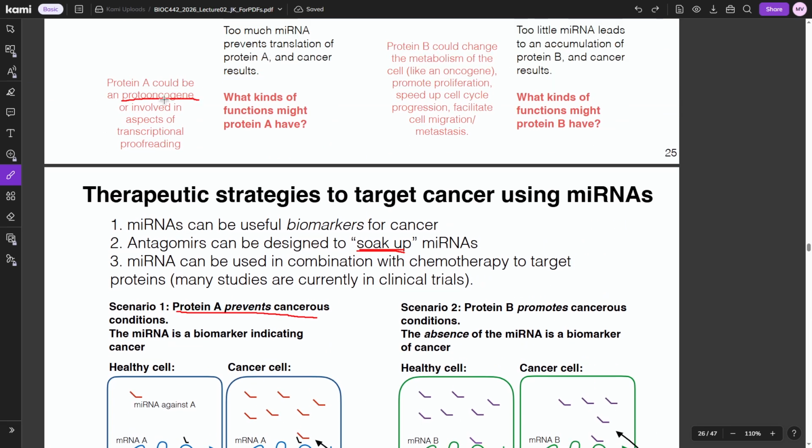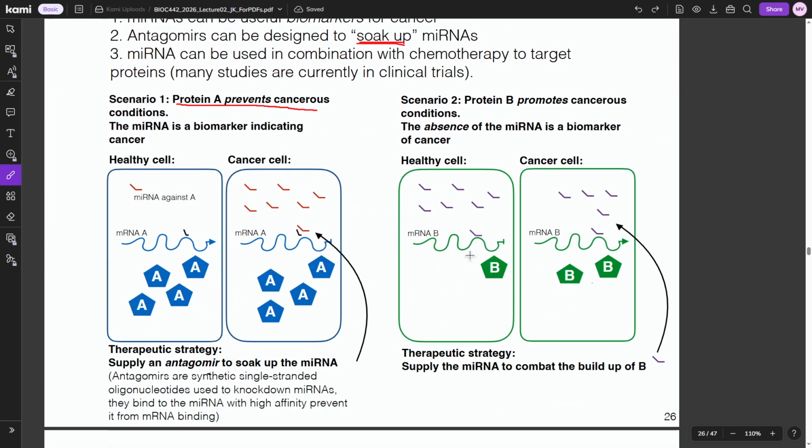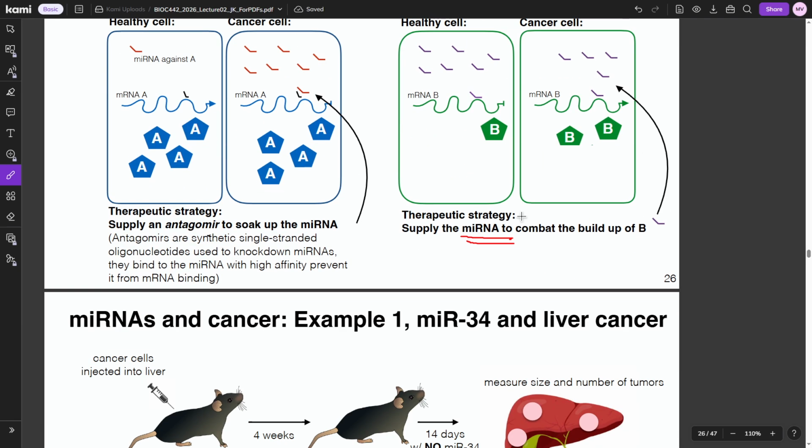Should be a tumor suppressor. Anyways, as I was saying, protein B promotes cancerous conditions. So in that case, the absence of the microRNA is the biomarker for cancer. So all you have to do then is add microRNAs to stop B being made. Cool.